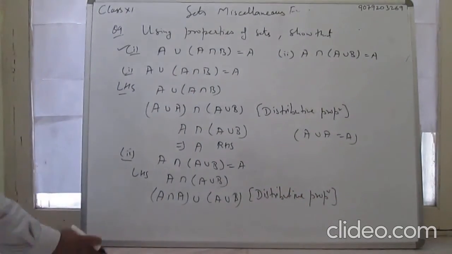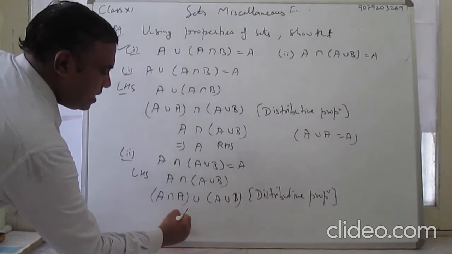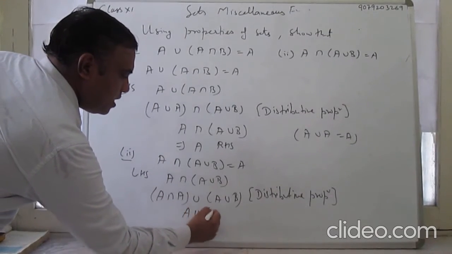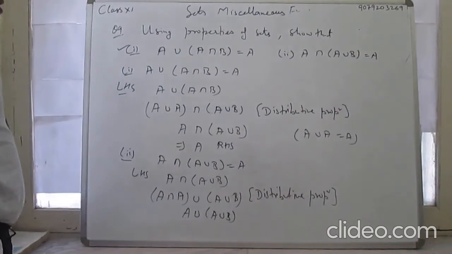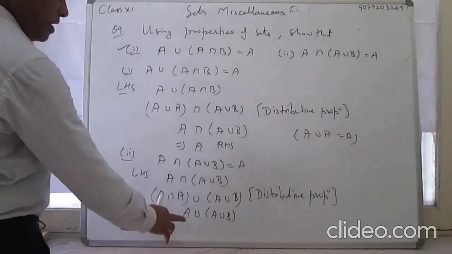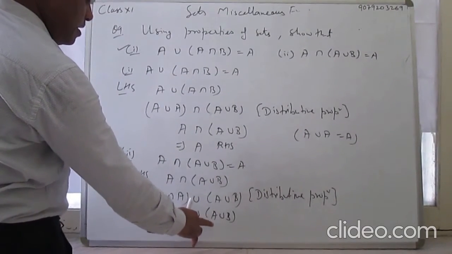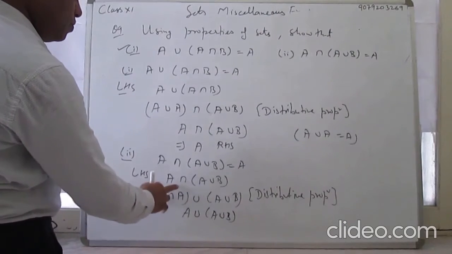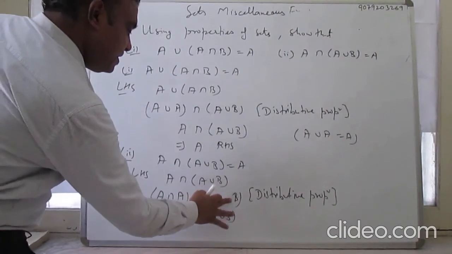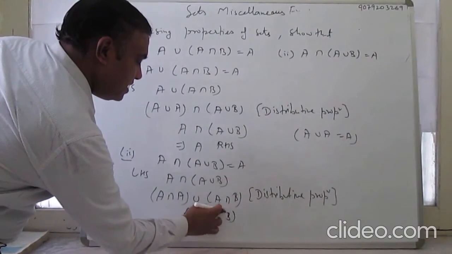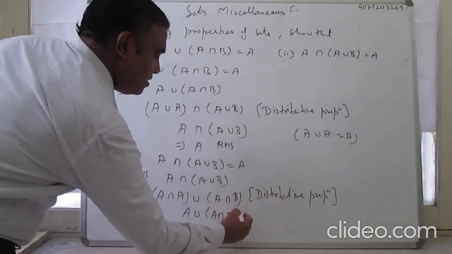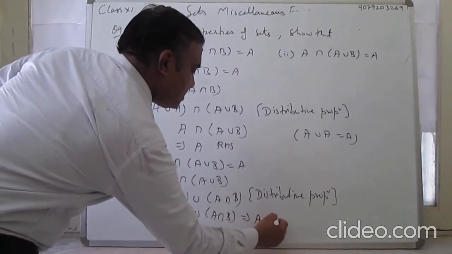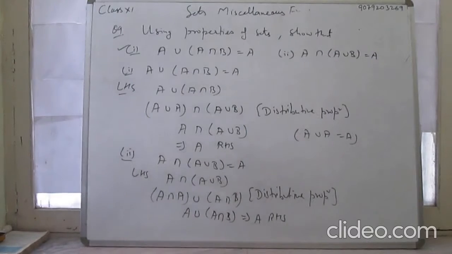Now see here, A intersection A is again A, union B. What will A union (A intersection B) become? Here it is intersection. A union (A intersection B) is again A. That is right hand side.